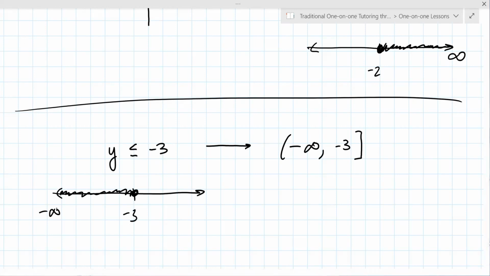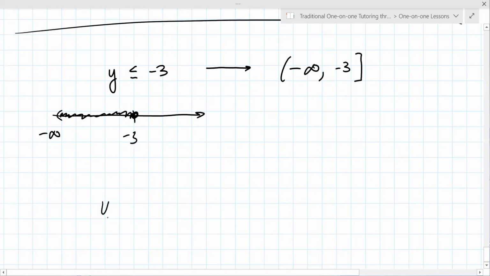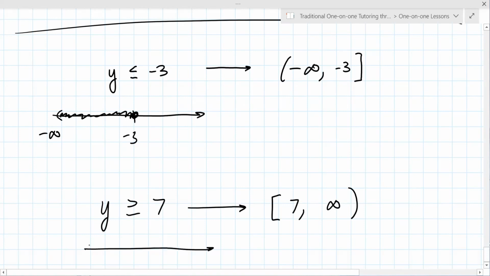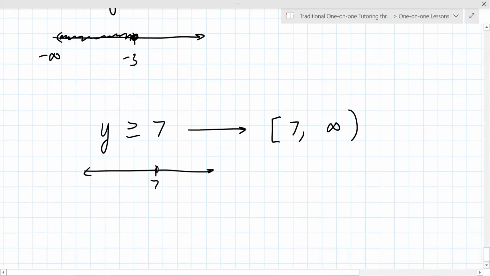So it's 3 numbers to the left. So it's everything from -infinity up to -3. Okay. Now, what if it was y greater than or equal to 7? Then it would be going to the right. Yeah. So it's all the numbers starting at 7 going up to infinity, and it goes on forever. Negative, once it hits -3, that's the end. Yes. Okay.